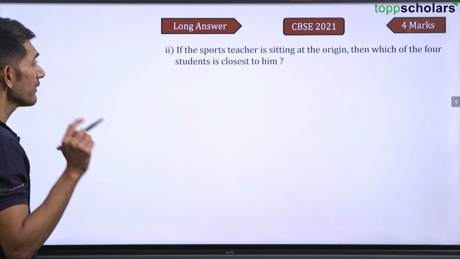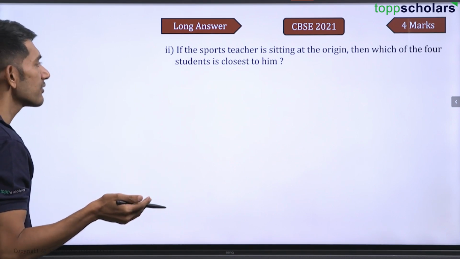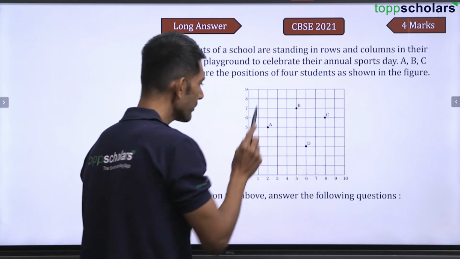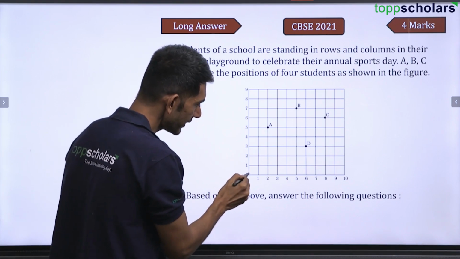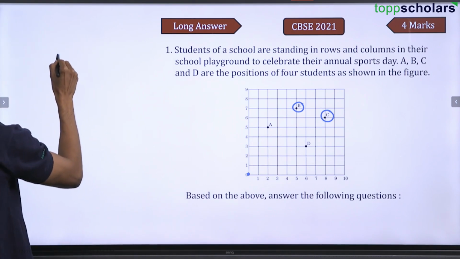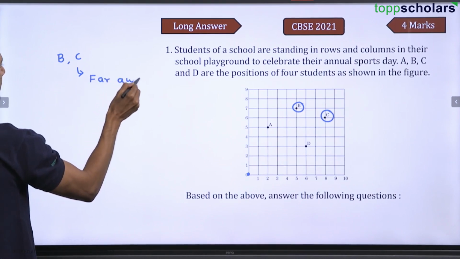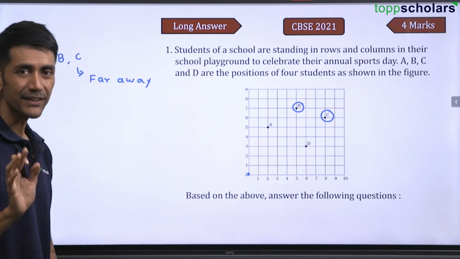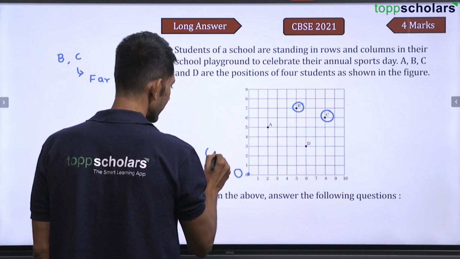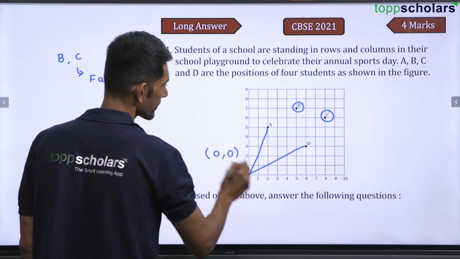It says, if the sports teacher is sitting at the origin, then which of the 4 students is closest to him? Okay, interesting question. Now see, there are 4 children, A, B, C, D. Now if you see, the teacher is at origin, so definitely we can say that B and C are far away. The only thing that we need to check is A and D. So if I take this as O and if I take this as 0, 0, let me find out distance OA and distance OD. Fine.